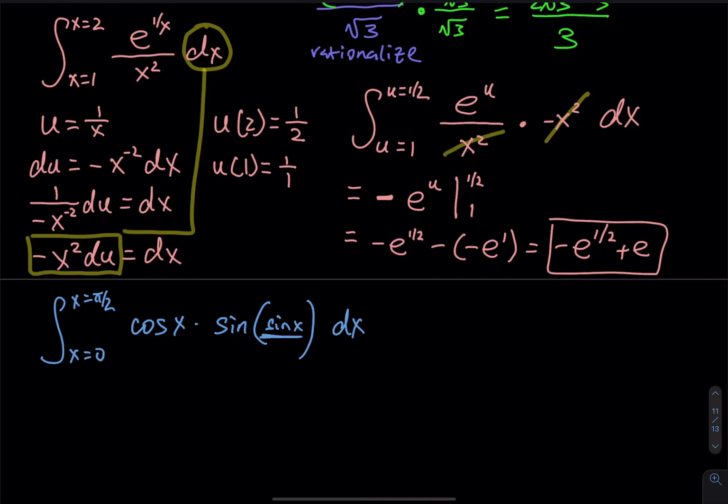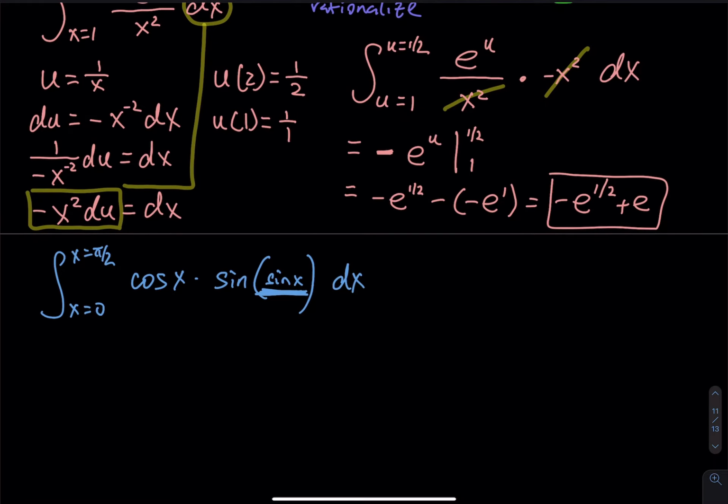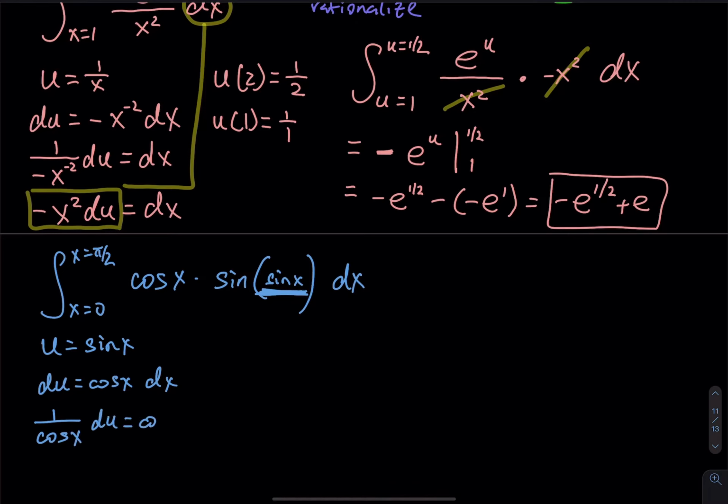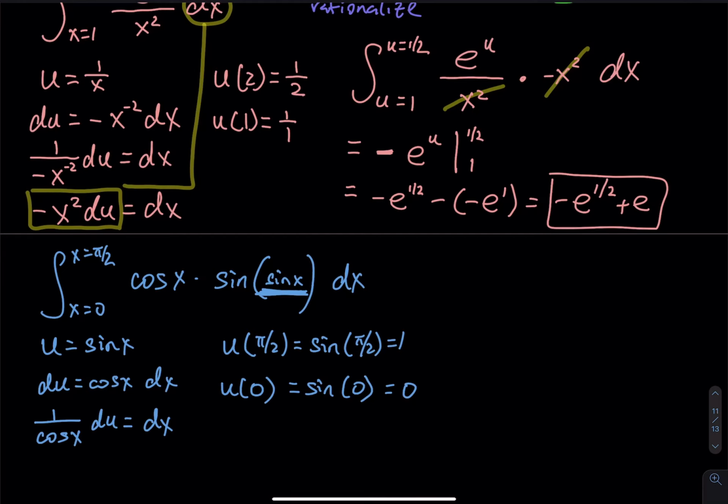So we definitely let u be the sine x in the parentheses. So u equals sine x, du equals cosine x dx, and then 1 over cosine x du equals dx, which gets rid of the cosine in front. And then we change the upper and lower limits in terms of u. u of pi over 2 is sine of pi over 2, which is 1. u of 0 is sine of 0, which equals 0. So we got nice numbers right here.